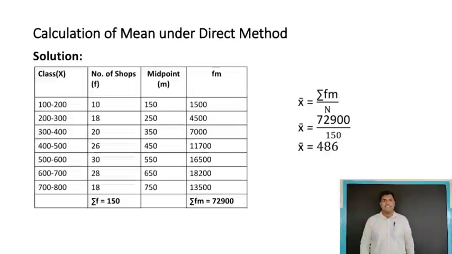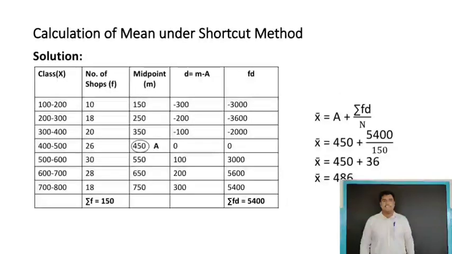And next step we find out fm, that is we multiply the frequency with the midpoint and take a sum of it. Formula is mean is equal to sigma fm by n. So sigma fm, as you can see in the table, is 72,900 divided by n, that is summation of frequency, 150. So 72,900 divided by 150, we get mean as 486. This is under the direct method.